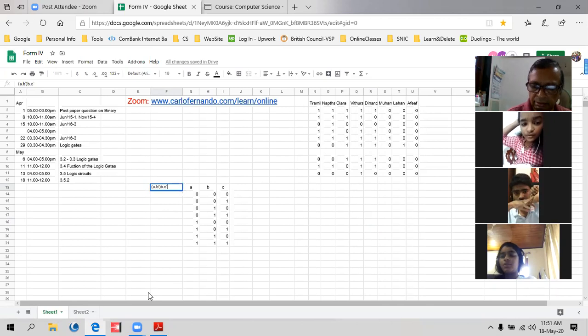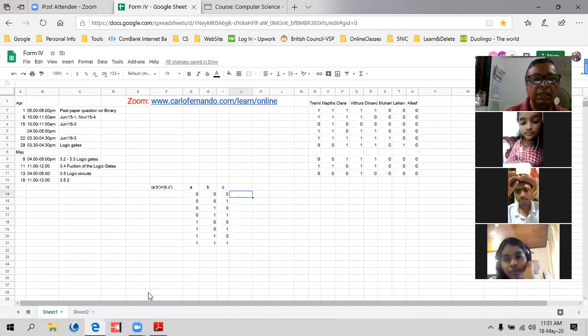A dot B bar, plus B dot C bar. Very good. Why don't you say open bracket? Otherwise I'll have to type again. Bracket, B dot C bar, C bar. Correct.